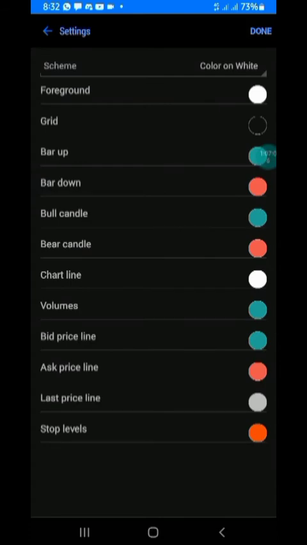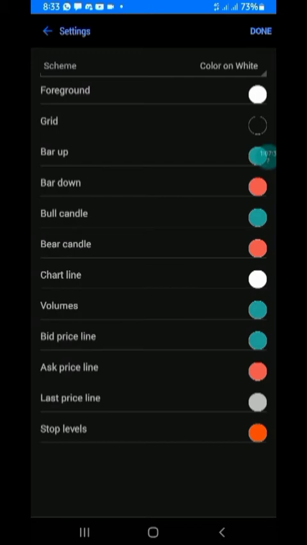Then you have the bar up. Bar up means the bars that are showing the bullish market or buying, and it's always good to leave it in green. Bar down shows the bar or the candlestick showing selling, that the market is selling or is bearish. Bull candle is also the same thing as the candle itself. Then the bear candle is always in red. It's the candle itself that is bearish, that shows selling of the market.